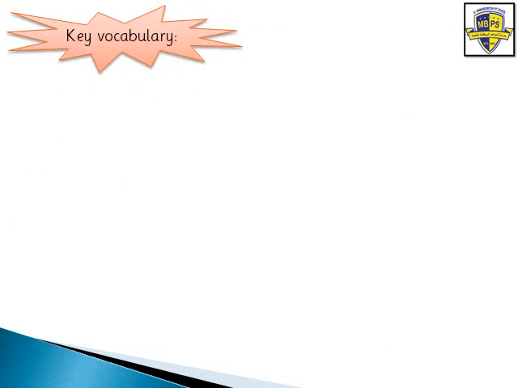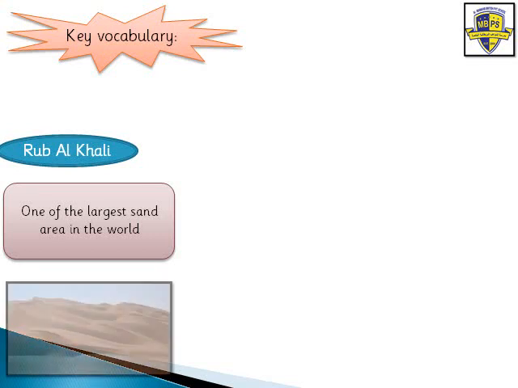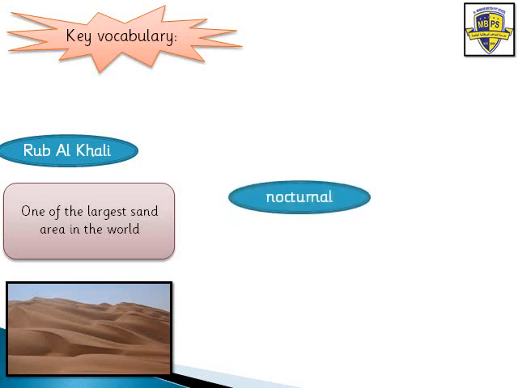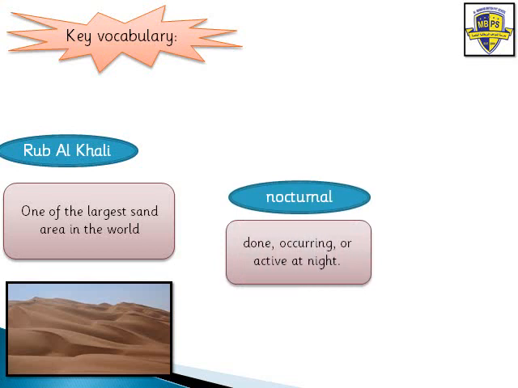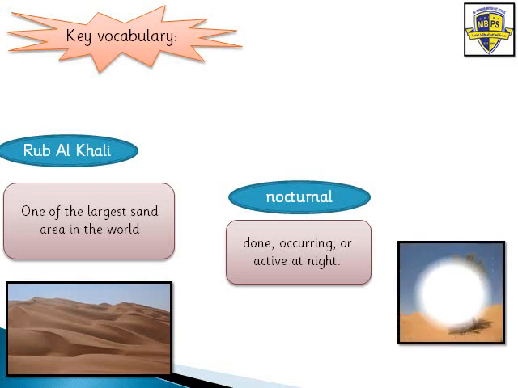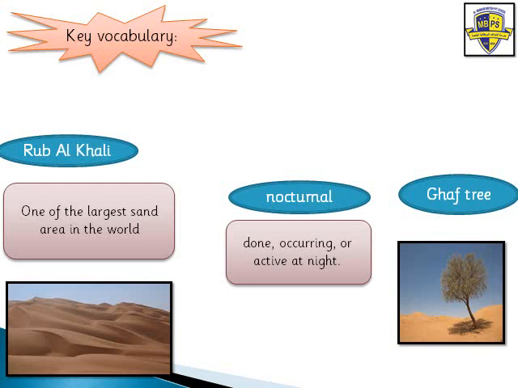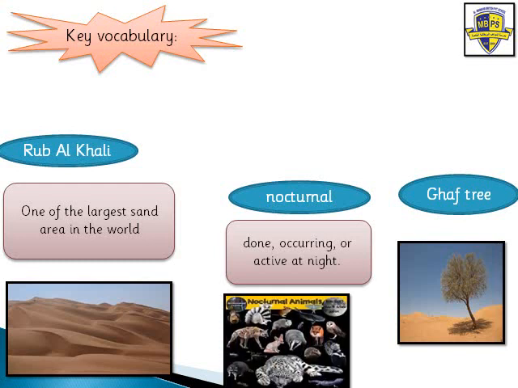And let us complete the new words. Here, ربع الخالي. It's one of the largest sand areas in the world. One of the largest deserts in the world. Next, nocturnal. Nocturnal, done or occurring or active at night, especially about animals who are active at night. We call them nocturnal animals that live in the desert.